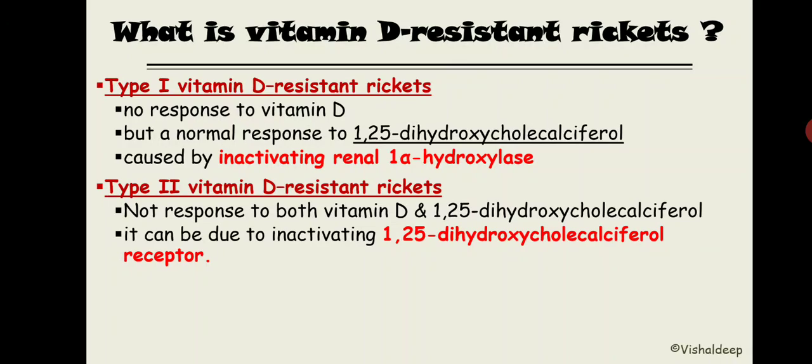Let me repeat one more time. Type 1 has a problem in the 1-alpha hydroxylase enzyme, and type 2 has a problem in the receptor of the active form of vitamin D, that is 1,25-dihydroxycholecalciferol. This is all about vitamin D. Let's discuss the next and last hormone, calcitonin.